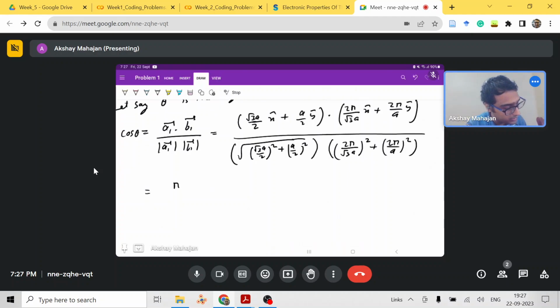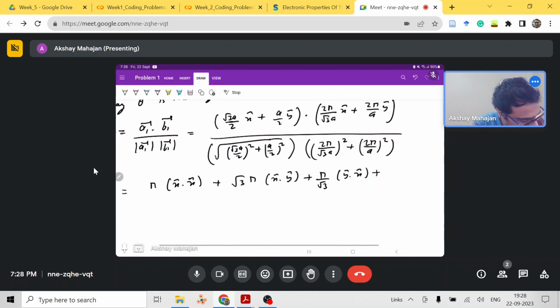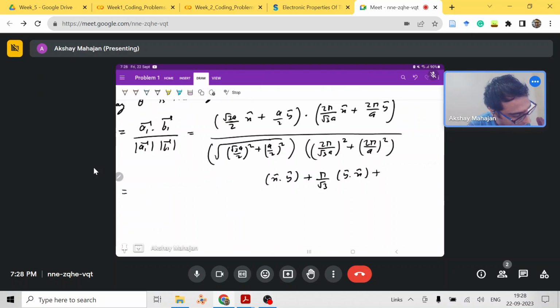So what you will get from here, or let me just write everything once. I will get pi times x cap dot x cap, and then I will get 2 root 3 pi x cap dot y cap, plus pi by root 3 y cap dot x cap, and I will also have this. Okay, let me just write it, this is going outside.